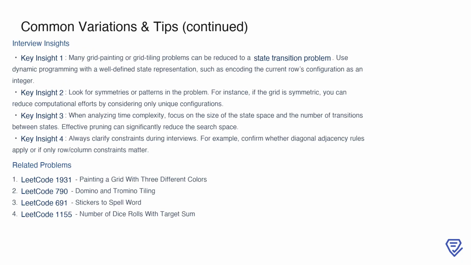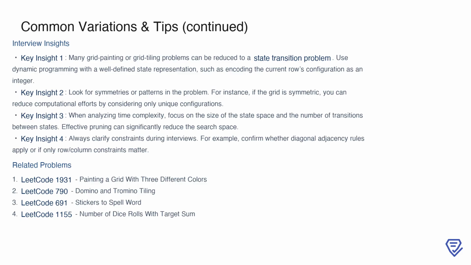To excel in interviews, it's helpful to view grid painting problems as state transition problems. Dynamic programming is a powerful tool here, and a well-defined state representation, like encoding a row's configuration into an integer, can simplify the problem significantly. Looking for symmetries or patterns is another key insight. For instance, if the grid has symmetrical properties, you can reduce computational effort by focusing only on unique configurations.